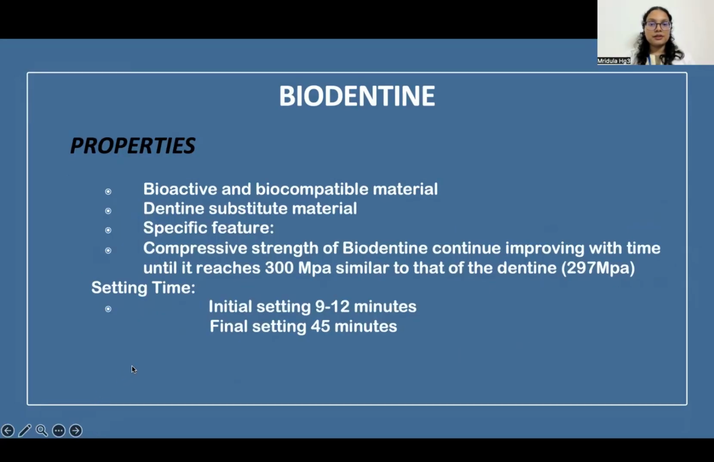The properties of Biodentine are that it is bioactive and biocompatible. It is a dentin substitute; the name itself suggests it. The specific feature of this is that it has a compressive strength which increases with time until it reaches 300 megapascals, similar to that of dentin. The initial setting time is 9 to 12 minutes, and the final setting time is 45 minutes, which is comparatively lesser than that of mineral trioxide aggregate.